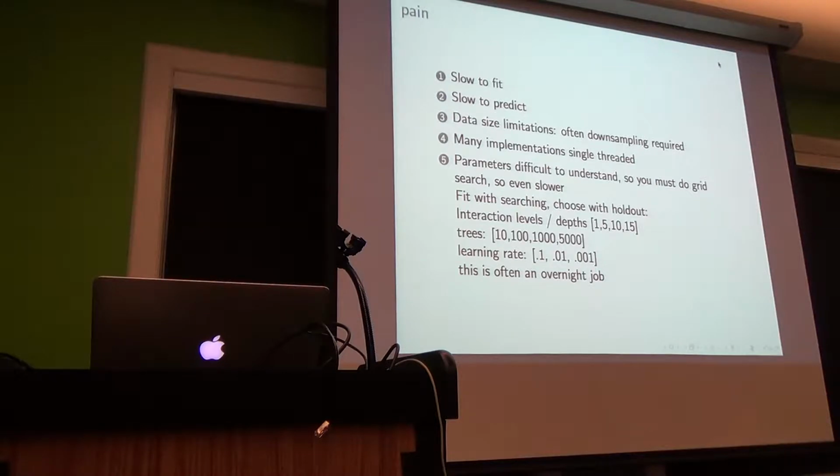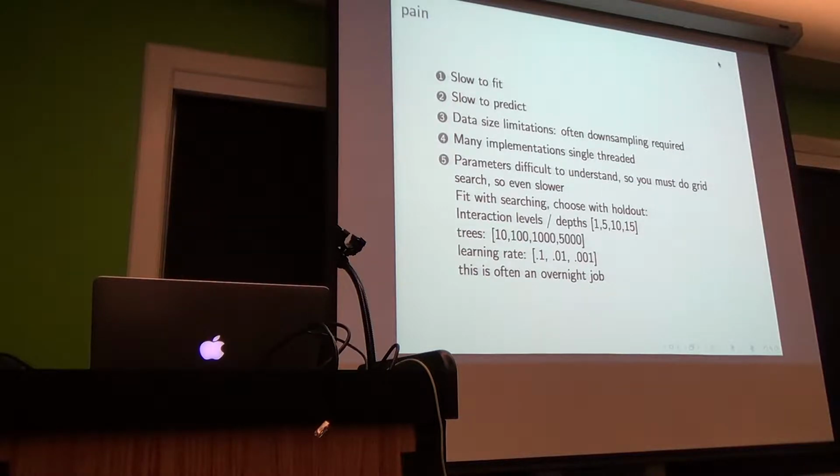Now, as much as I do like GBM, there are some serious pain points. It's slow to fit, and it's slow to predict. This is basically unsurprising because you're doing this sort of greedy search over some combinatorial explosion of an optimization problem. Particularly if you're willing to let there be fifth order interactions, you have something like the number of explanatory variables you have to the fifth power, which is quickly enormous.